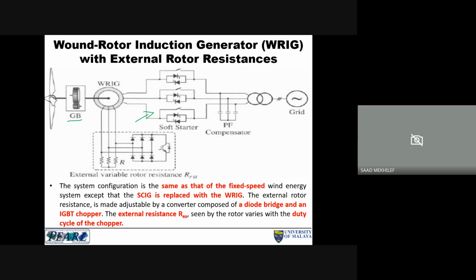This is almost similar to the fixed speed wind generator, except that it is replaced with the wound rotor induction generator. Here we use a three-phase diode bridge and also an IGBT chopper for the external resistors seen by the rotor. So this is typically how it works.